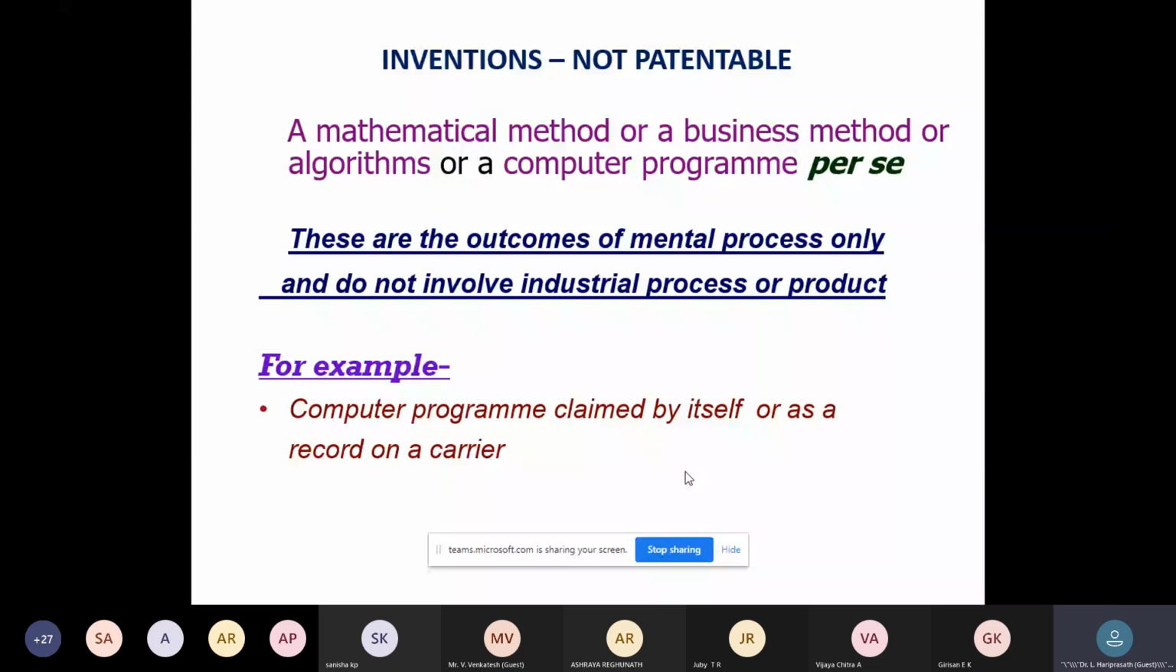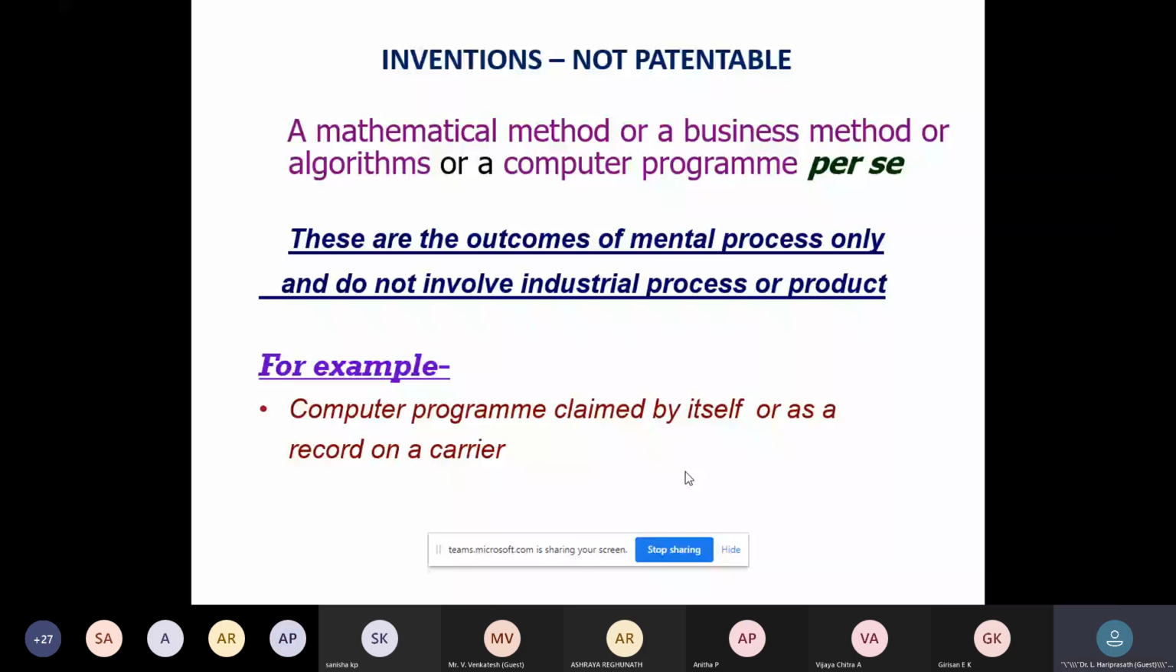And a mathematical method or a business method or an algorithm or a computer program will not be patented. This will be very interesting. When you say I am writing a computer program, it is not an invention, because it can be an innovation. You are just thinking on a language that is already existing for a computer program. You're changing the language, the steps, the process, and you're coming out with an algorithm. That is not an exact novelty for which a patent can be granted.